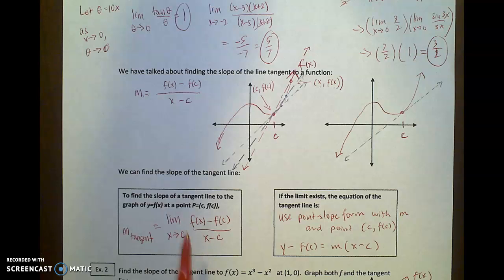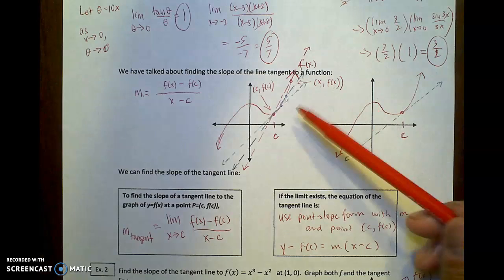Okay, so I'm going to highlight a few things here you want to remember going forward as we continue on with this lesson and into the homework. To find the slope of the tangent line to the graph of y equals f of x at the point c comma f of c, we're going to approach it as a limit.